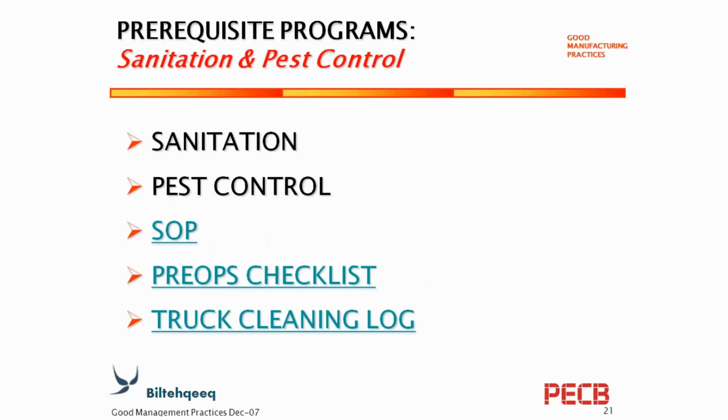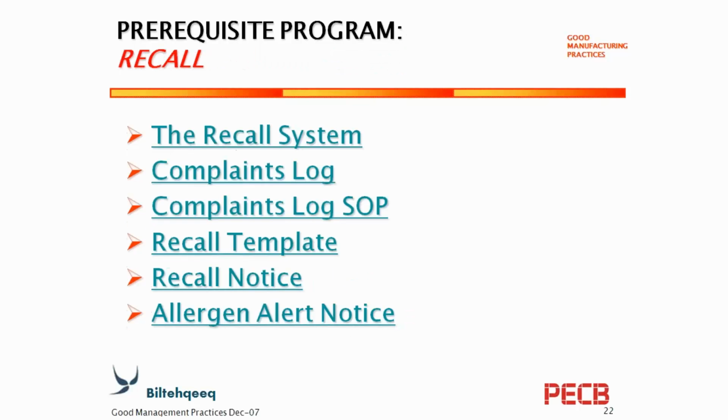So you have to properly maintain the sanitation, and you have to develop the SOPs for pest control and sanitation, and develop a proper checklist for all these prerequisites before starting any operations. And if carriers are coming into your premises, like trucks or other carriers, you have to develop a proper cleaning log for these trucks or carriers.